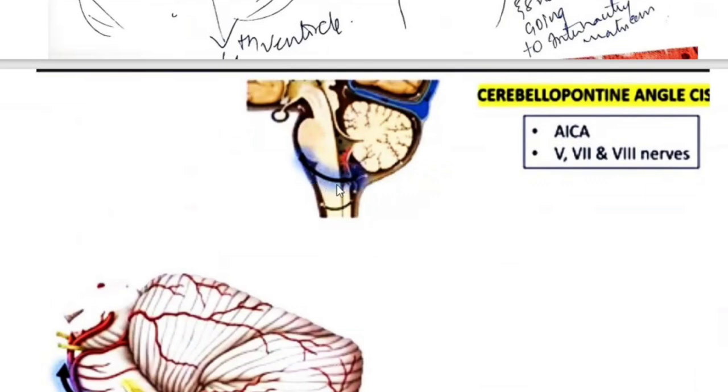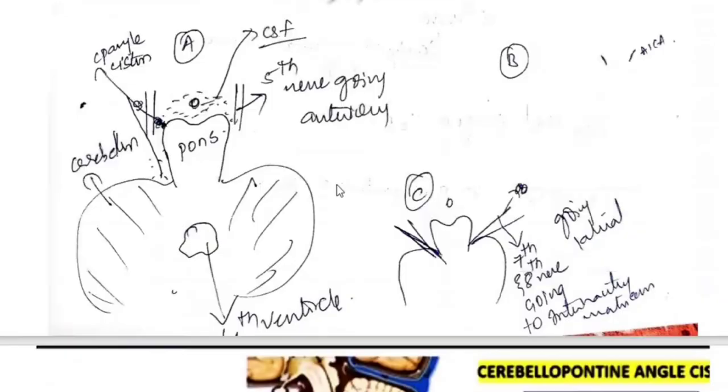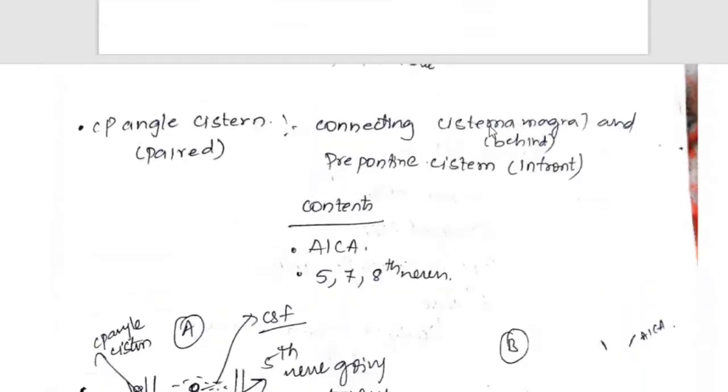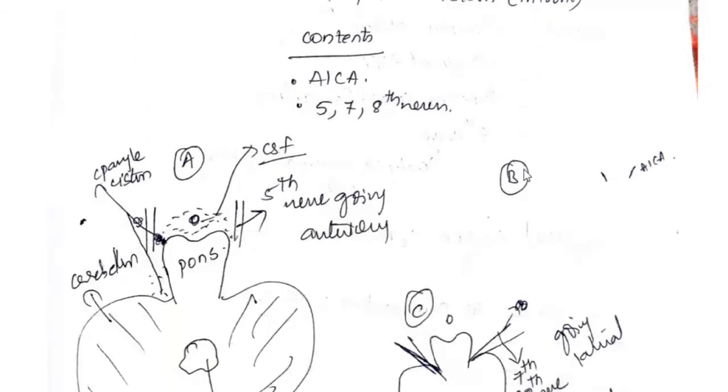We'll go above, and we'll read the definition now. The CP angle cistern is connecting the cisterna magna that is present behind and the prepontine cistern. If I explain the prepontine cistern also, you will understand this definition. First, we'll read the contents of this. The contents are ICA, anterior inferior cerebellar artery, and the fifth, seventh, and eighth nerves.